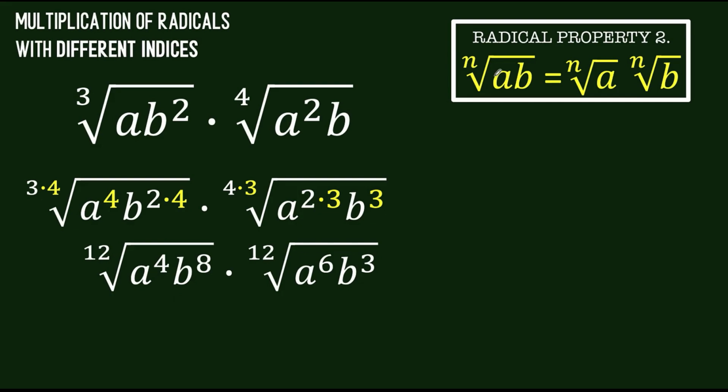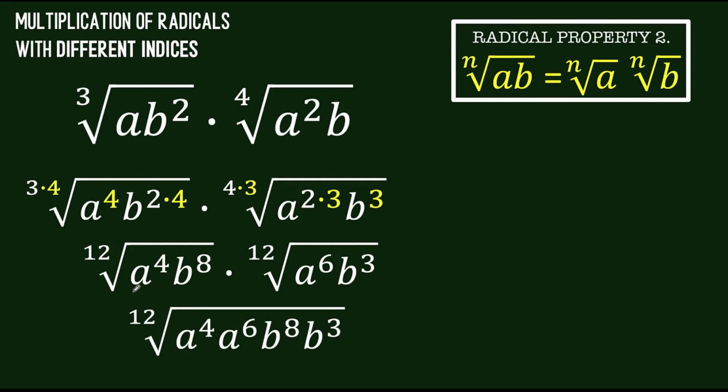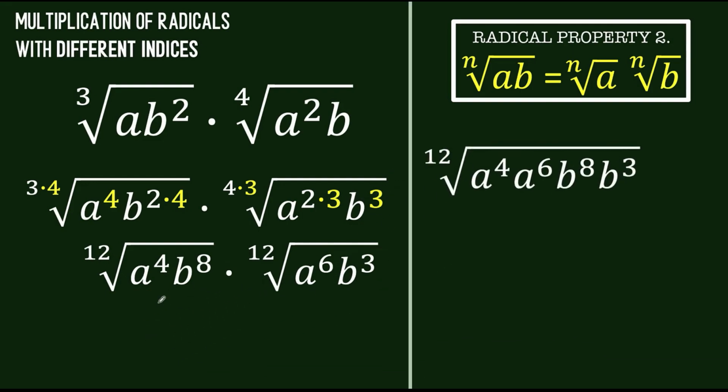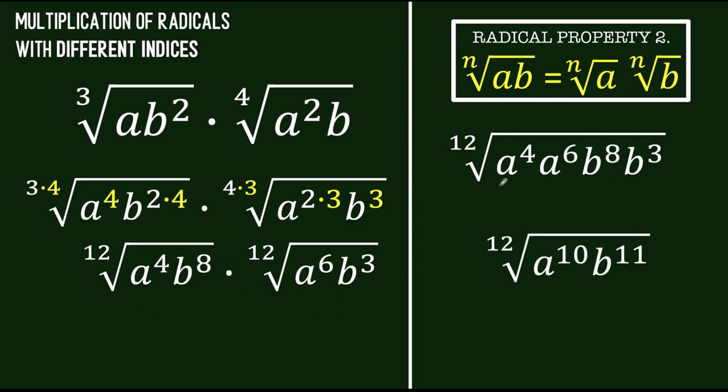Now here the indices are the same, so we can now apply the product property of radicals, and we can write this as one radical. We now have here a to the 4th times a to the 6th. That is now what we have here. b to the 8th times b cubed is now this part, both under the 12th root. Then simplify. Notice that here you have the same base. We will just add the exponent. 4 plus 6 equals 10. The same explanation for b to the 8th times b to the 3rd to get b to the 11th.